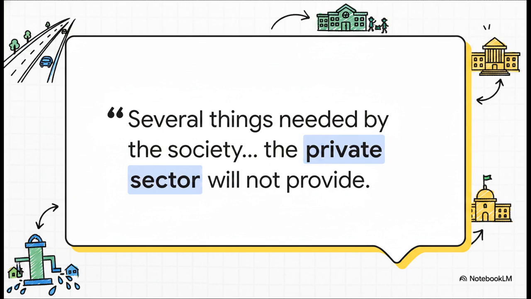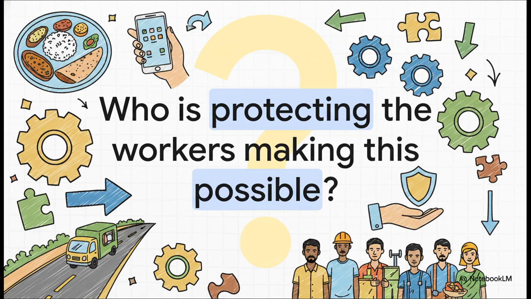As we wrap up this explainer, I really want you to think about your own daily routine. From the food sitting on your table, to the smartphone in your hand, right down to the roads you commute on, every single product and service you touch fits somewhere into this massive economic puzzle. So I'll leave you with this. Which sectors are you heavily relying on today? And perhaps more importantly, who is looking out for the unorganized workers out there who are quite literally making your day possible? Think about that and keep exploring.